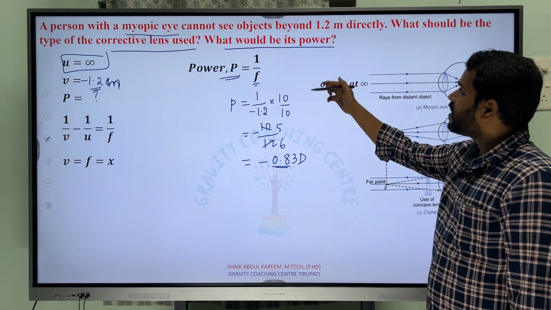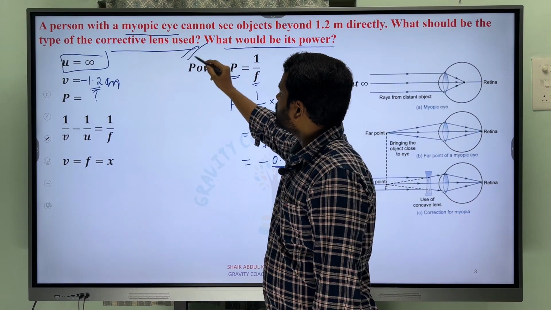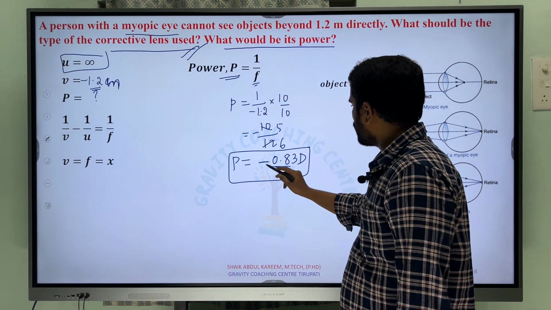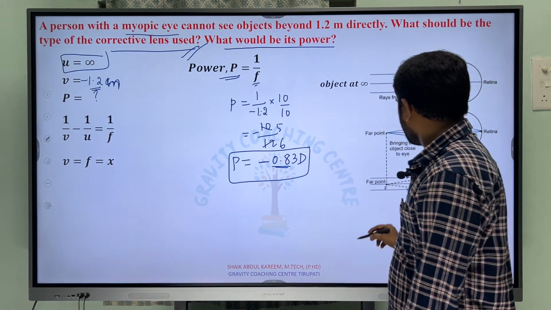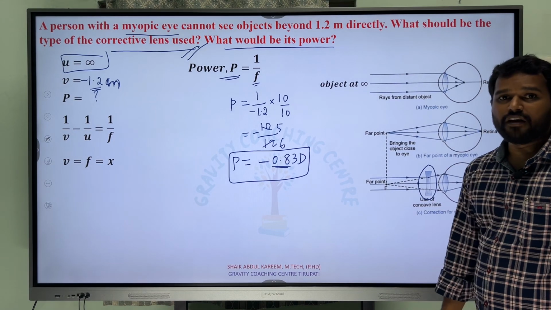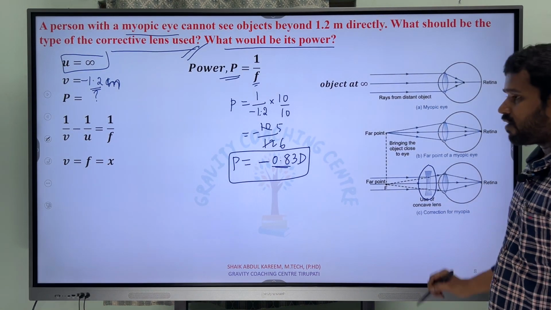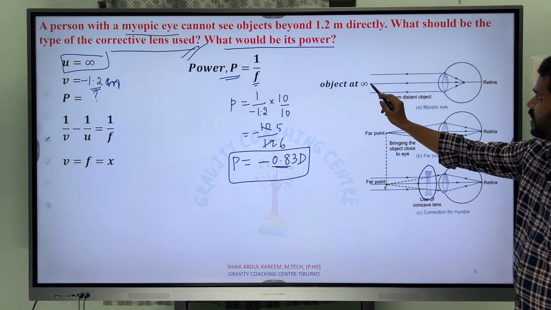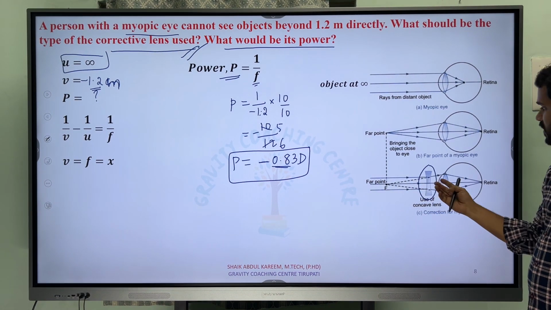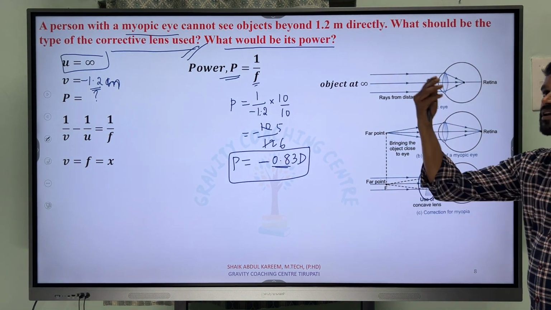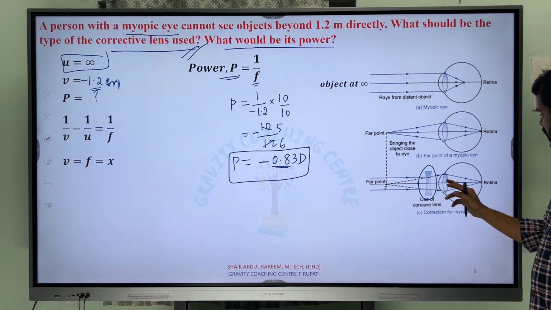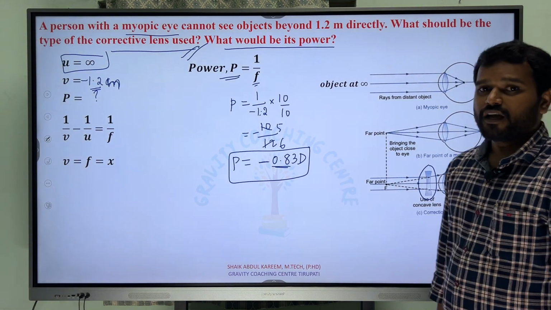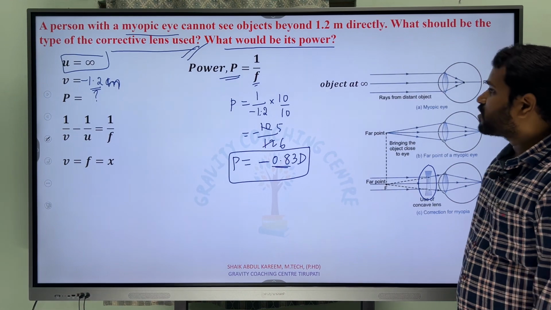See, what would be its power and what type of corrective lens is used. Since we have got the power to be negative, whenever we have a negative power, it means we will have a concave lens. So the corrective lens is concave. Understand? Normally the object is at infinity, and this lens will help us bring the object from infinity to the far point, so that the image will be formed clearly on the retina. Okay, I hope you understood. Next, let us move to the next question.